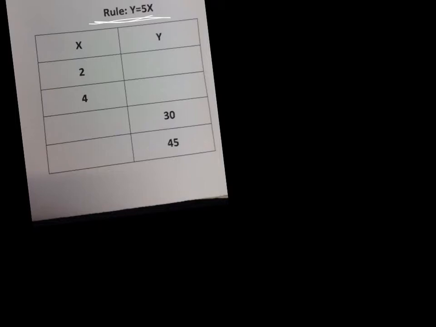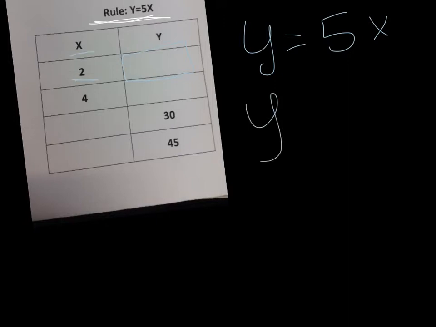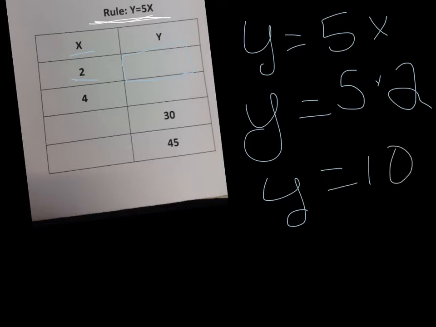So for this equation, I have y equals 5x. And in order to solve this first blank that I have right here, I need to plug 2 in for the value of x. Well, I can do that. So y now equals 5 times 2. And I know that 5 times 2 is 10, so y equals 10. I'm going to go ahead and fill that in right here. So I already know that y in this row is equal to 10.